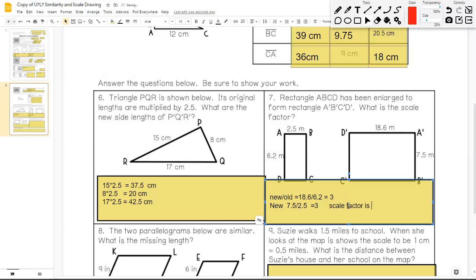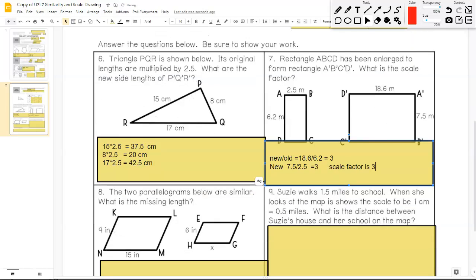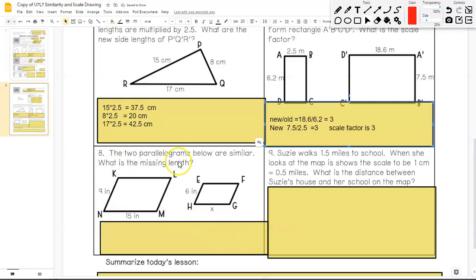All right. The two parallelograms below are similar. So it tells us that they are similar, and we need to find the missing length. Well, we can set up our proportion equation. Remember, this is our new. Now, I am always going to take whatever side has my variable and make that on top. All right? So I can either say x over 6 is the same as 15 over 9, or I could say 6 over 9 is the same as x over 15.